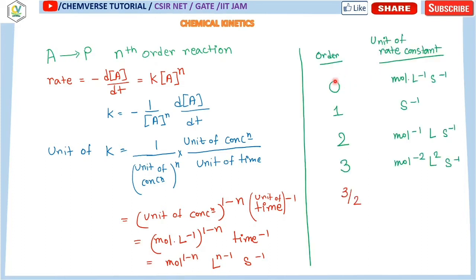Now for different values of n, you can determine the unit of rate constant. For first order it is only second inverse, because for first order put n equals to 1, so 1 minus 1 will be 0. So something to the power 0 will be 1. So only time inverse is left. Okay. So likewise you can write down the unit of rate constant for a 3 by 2 order reaction. For this case it will be mole to the power 1 minus 3 by 2, liter to the power 3 by 2 minus 1, second inverse. So it will be mole to the power minus half, liter to the power half, second inverse.